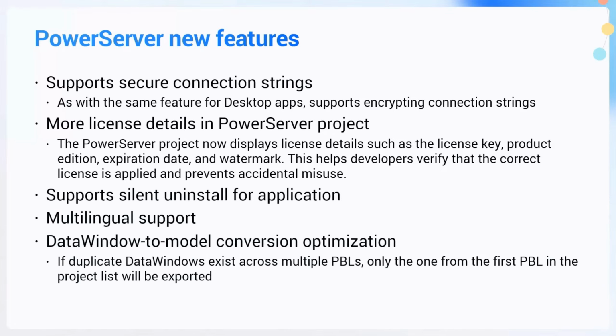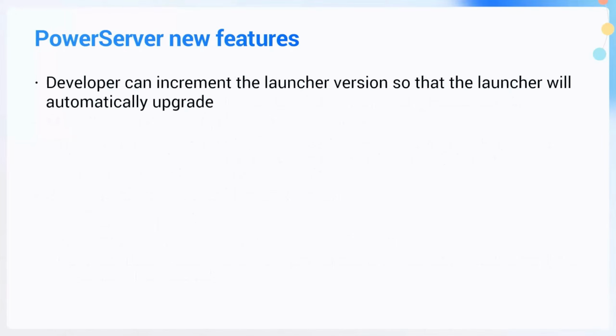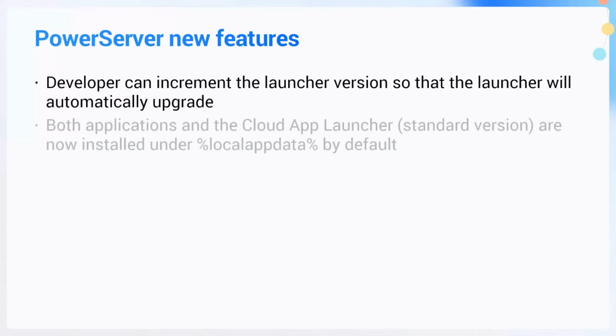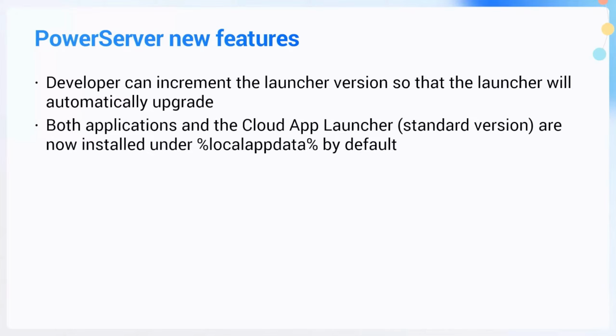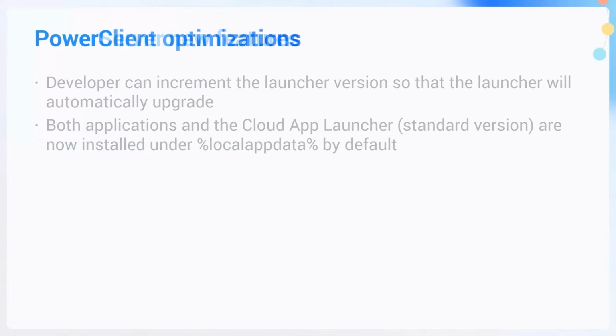There's multilingual support. The DataWindow to model conversion has been optimized. What happened before this release is that if there were multiple DataWindows with the same name and different PBLs, it would end up crashing the compilation. So now, if there's more than one DataWindow in the project with the same name, only the first one is looked at, the others are ignored. The developer can increment the launcher version, and that will cause the launcher to automatically upgrade. Both applications and the Cloud App Launcher now install into the same directory. They used to install in two separate directories before.